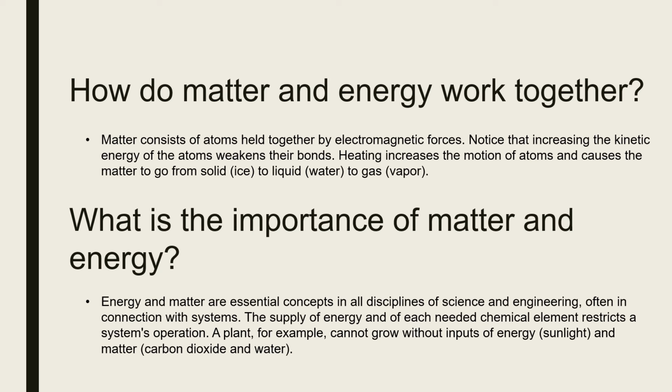Energy and matter are essential concepts in all disciplines of science and engineering, often in connection with systems. The supply of energy and of each needed chemical element restricts a system's operation. A plant, for example, cannot grow without inputs of energy, sunlight, and matter, carbon dioxide, and water.